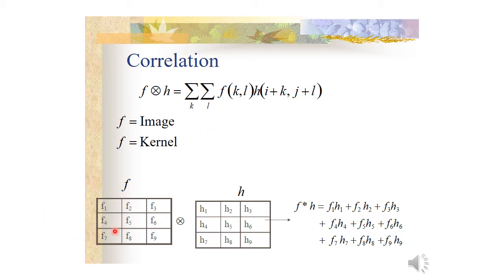Here the function value is f, and these are the actual values we get from an image, and h denotes the kernel. We do nothing but multiply the corresponding values, like f1 multiplied by h1, f2 multiplied by h2, f3 multiplied by h3, and so on, and we get f into h, which is by definition called correlation.